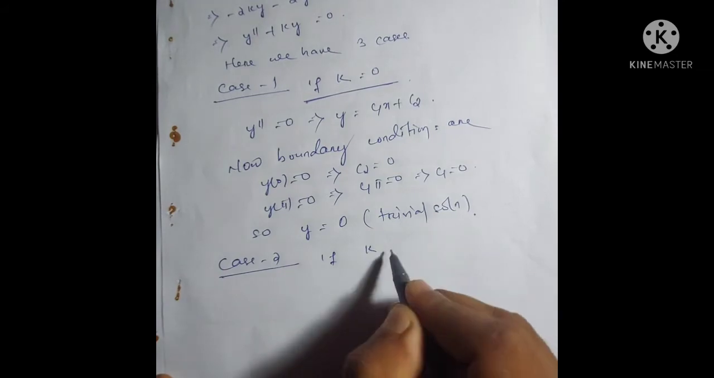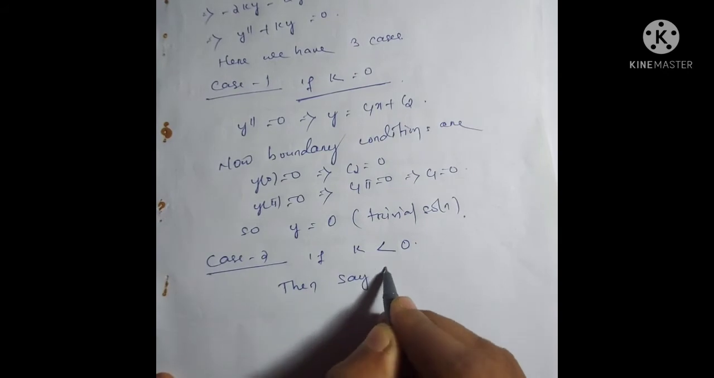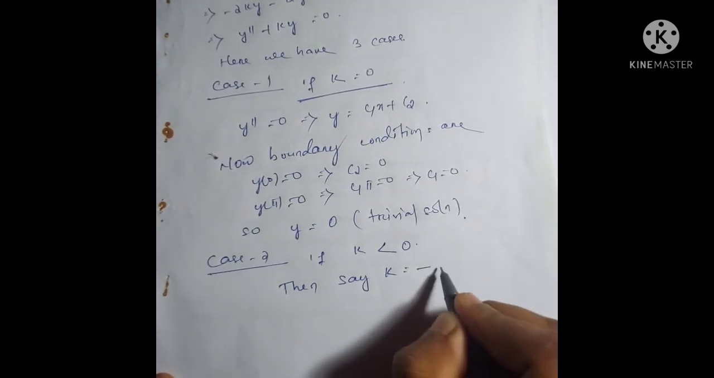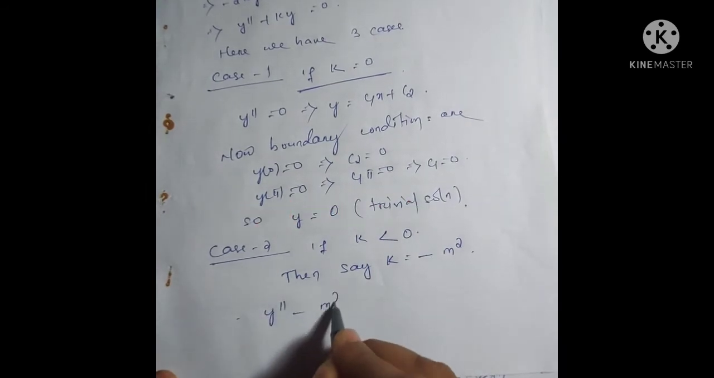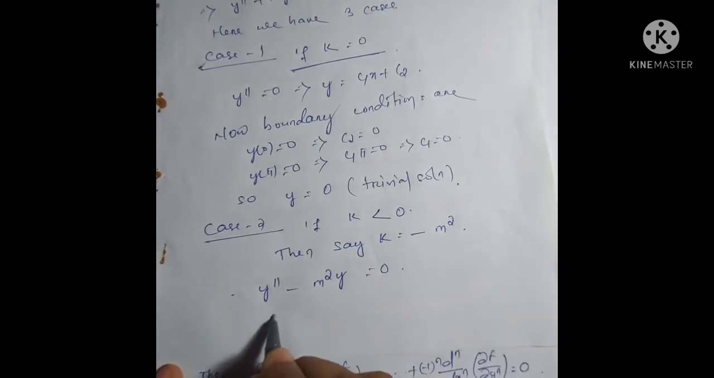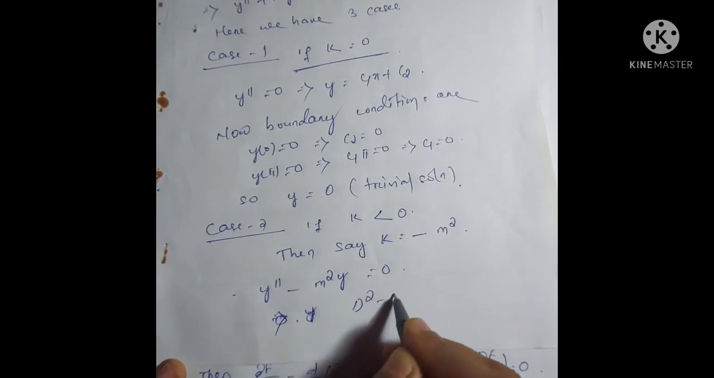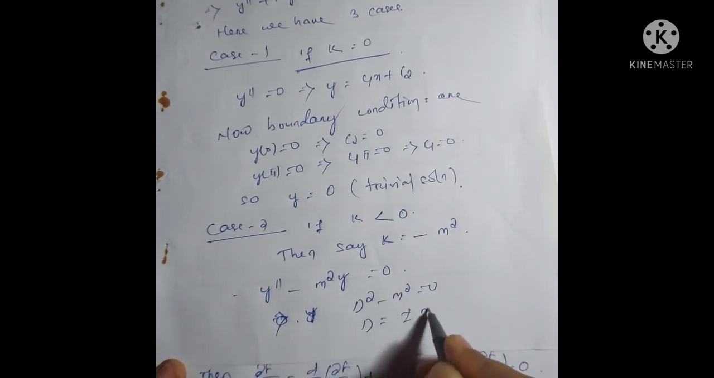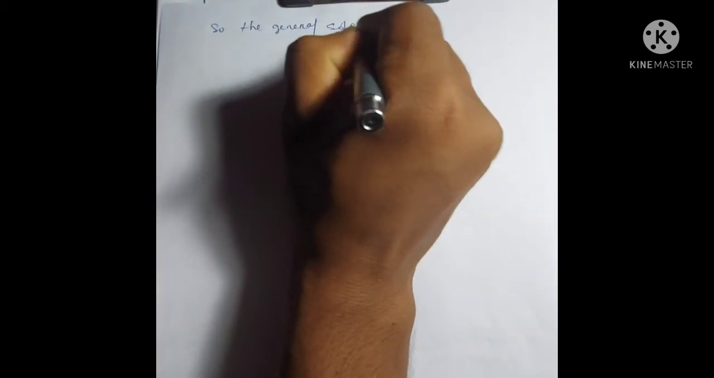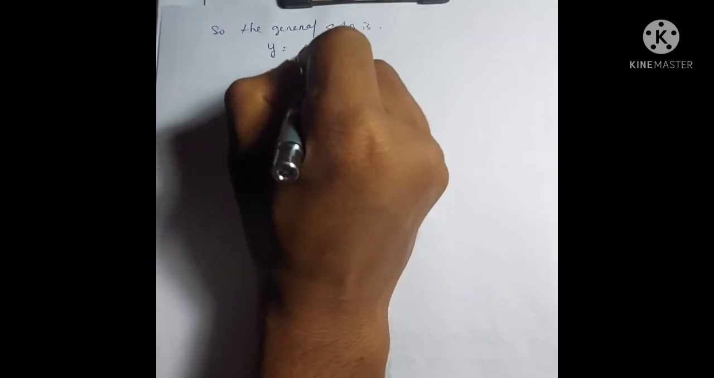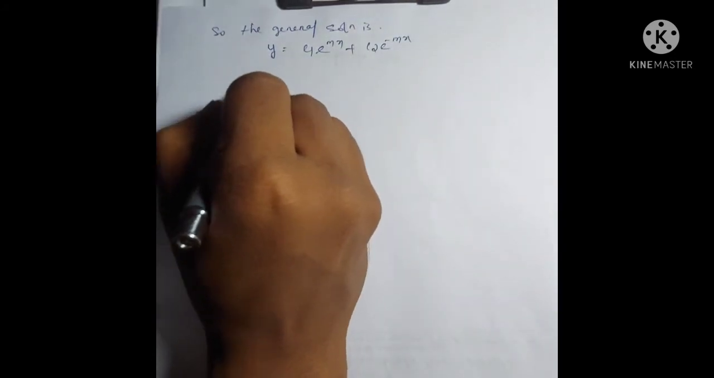Now case 2, if k is less than 0, then say k is equal to minus m square. Then y double dash minus m square y is equal to 0. This implies that the auxiliary equation is D square minus m square is equal to 0, D is equal to plus minus m. So the general solution is y is equal to c1 e to the power mx plus c2 e to the power minus mx.